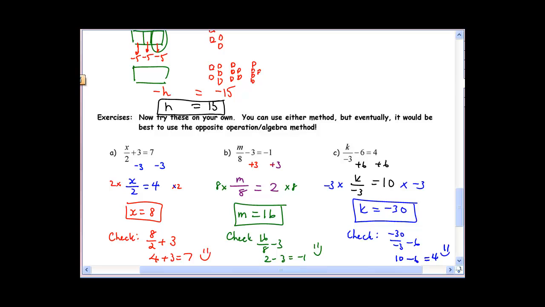Alright, those are my answers. Double check them with yours. We got the same thing. And notice I just used opposite operation, because you know what? Drawing is fine for when you're starting to learn it, but when you get good at it, I hope you're going to use algebra.